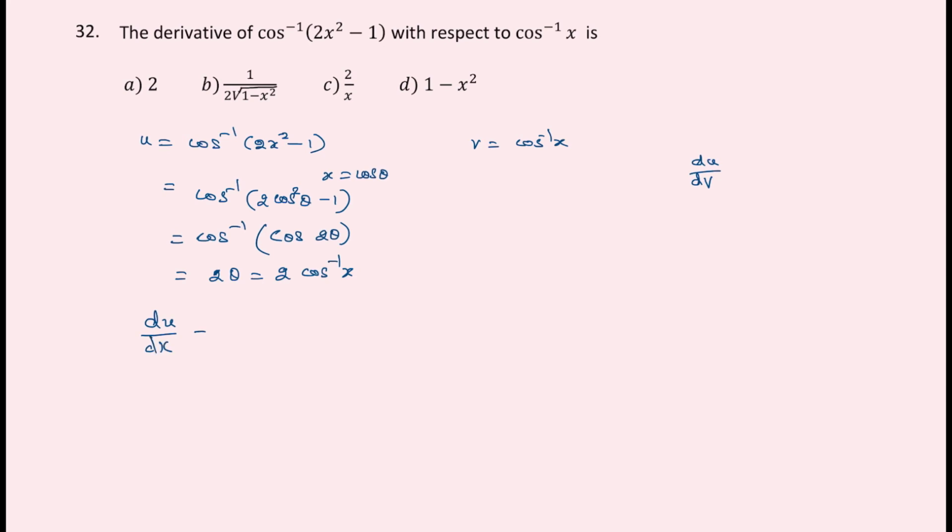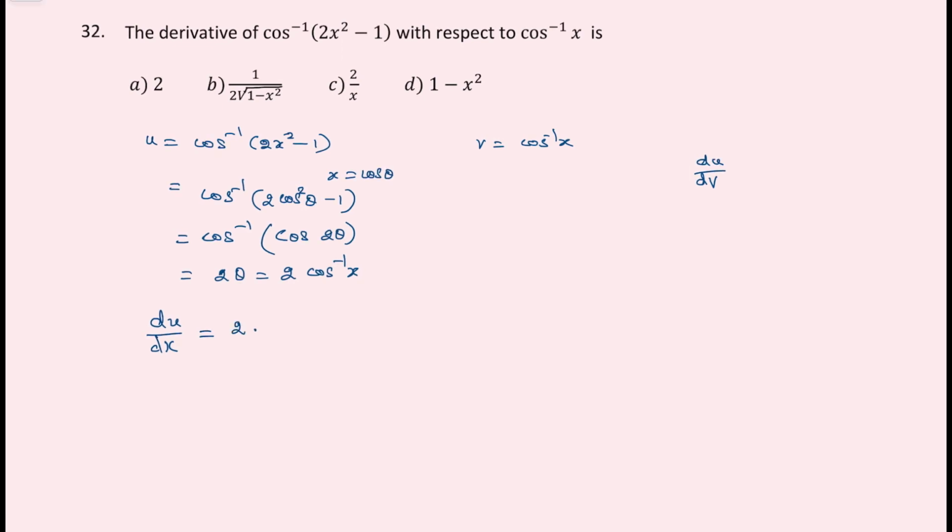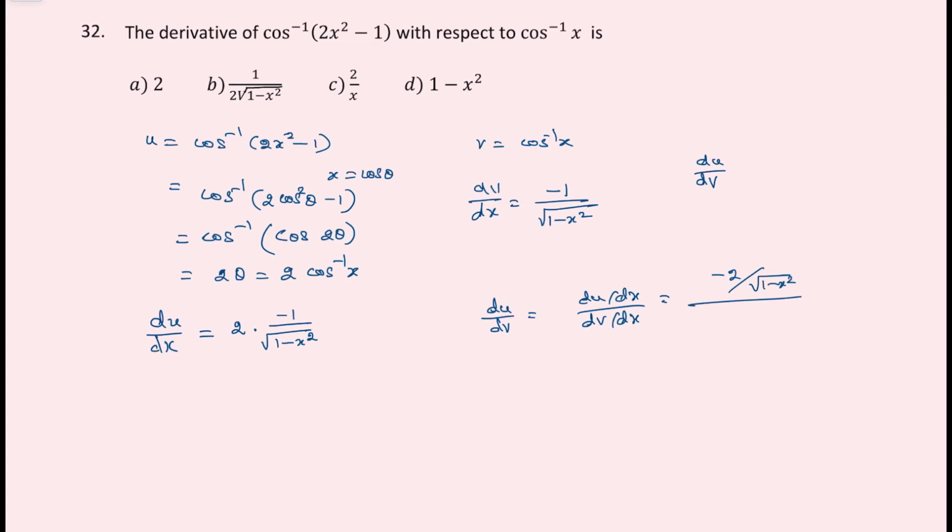Or find du by dx. 2 times derivative of cos inverse is minus 1 upon root of 1 minus x squared. Similarly, we will find dv by dx. Differentiation of cos inverse is minus 1 upon root of 1 minus x squared. Now let us find du by dv, which is du by dx upon dv by dx. Minus 2 by root of 1 minus x square upon minus 1 by root of 1 minus x square. The answer is 2. A option is the correct answer.